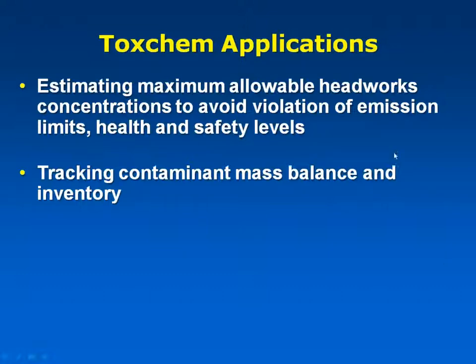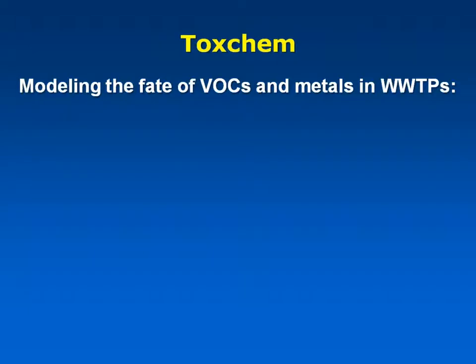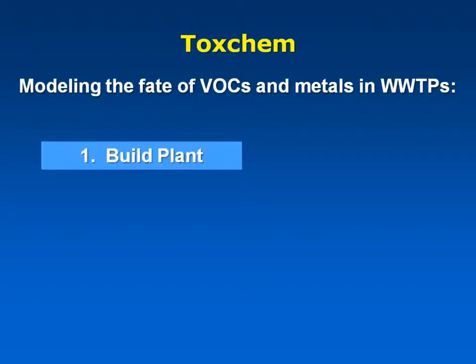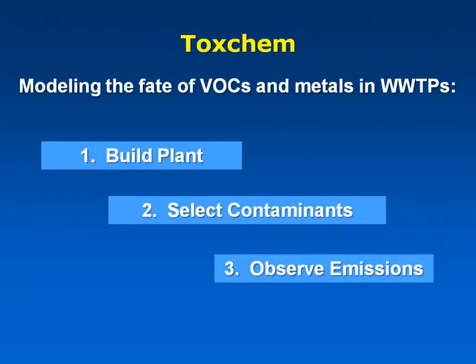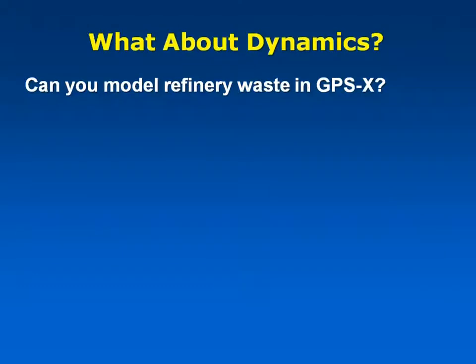And basically, I think one of the most common uses is just looking at what is the inventory and mass balance of all of those components as I go through the plant. Just being able to sit down and evaluate what the model is telling me is often a very useful and insightful process. So just to wind up, I like to summarize how Toxchem works. It's 3 simple steps. You build your plant, you select your contaminants, and you load up your system, and then you observe what those emissions are going to be. And then you have lots of opportunities to do sensitivity analysis, to run a number of different scenarios, and get a lot of interesting information out.